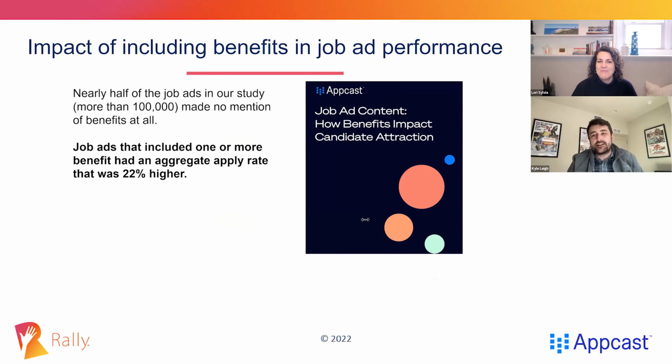This one I found pretty interesting. Include benefits in your job descriptions. When we looked at this data, about half of all the job ads in our industry made no mention of benefits in the description at all. About 3 benefits seems to be the sweet spot. But job ads that included 1 or more benefits had an apply rate that was 22% higher than ones that didn't. So this is a very simple way to improve your conversion rates.